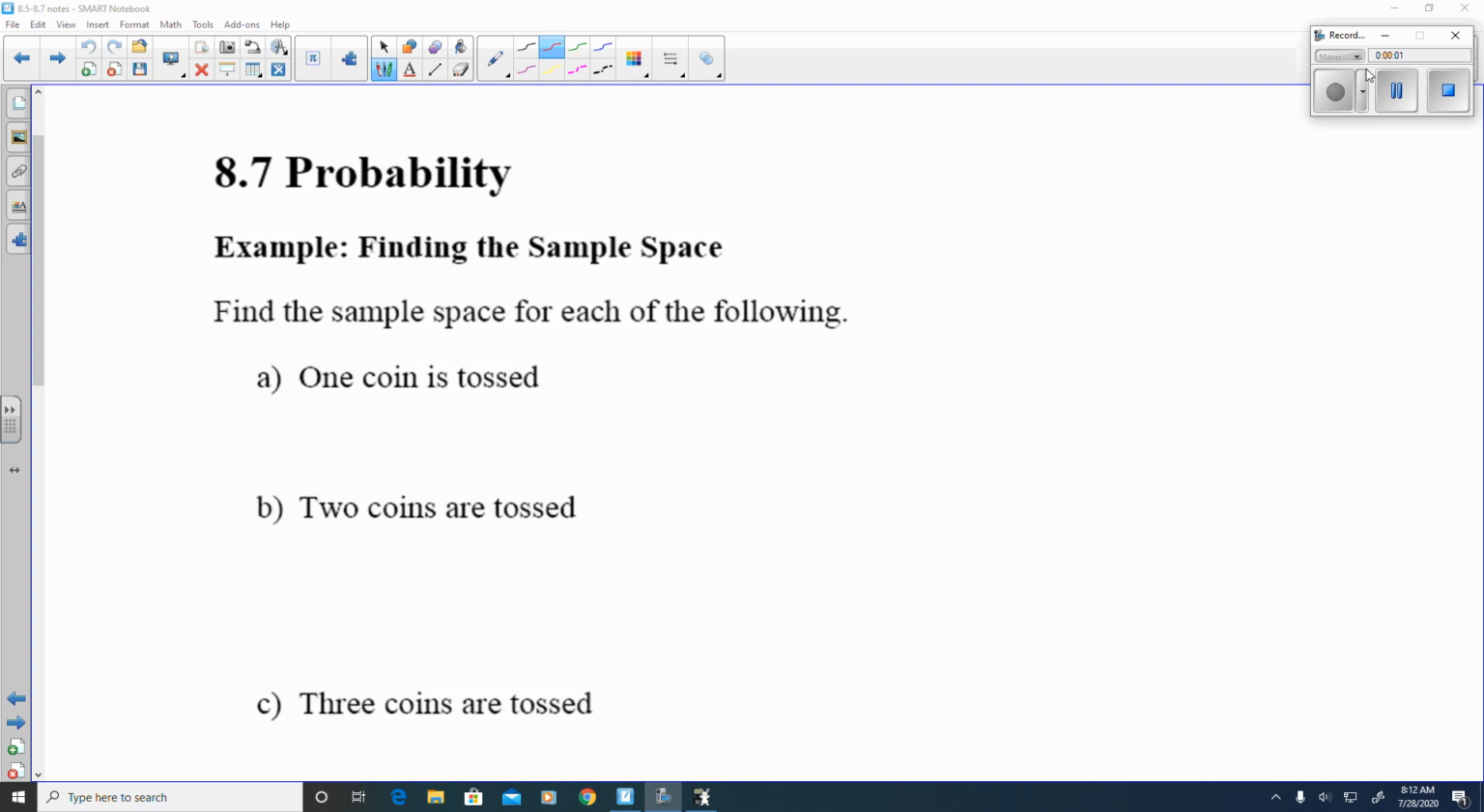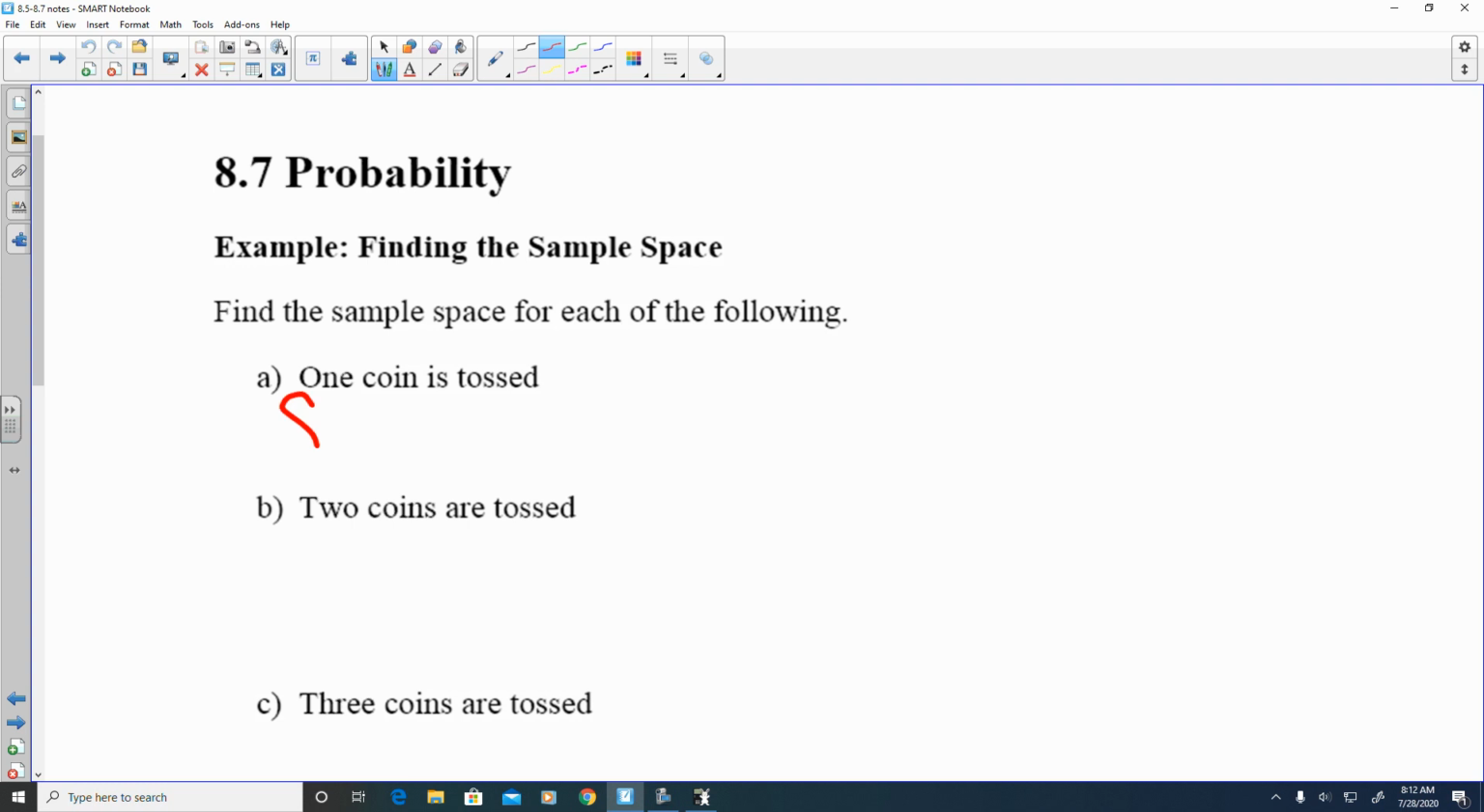Our last section in Chapter 8 is 8.7 on probability. Now, the first thing we have to understand if we're going to tackle probability is what a sample space is. A sample space is essentially all of the options for whatever our event is. So if letter A is one coin being tossed, the sample space is all the possible options. So heads or tails, that's really it.